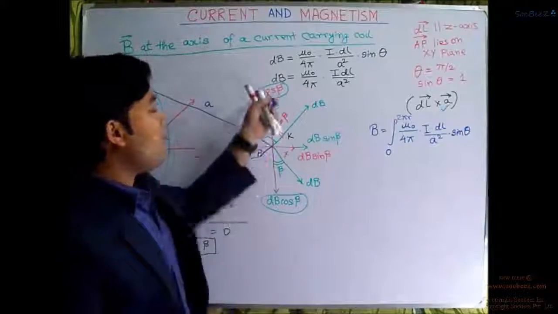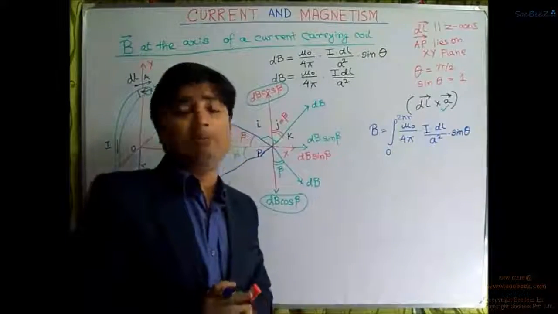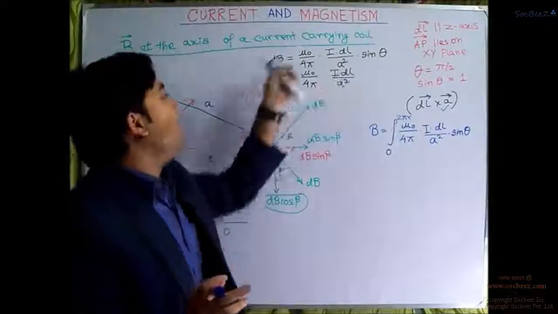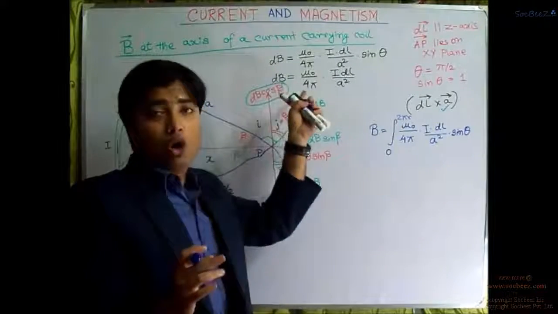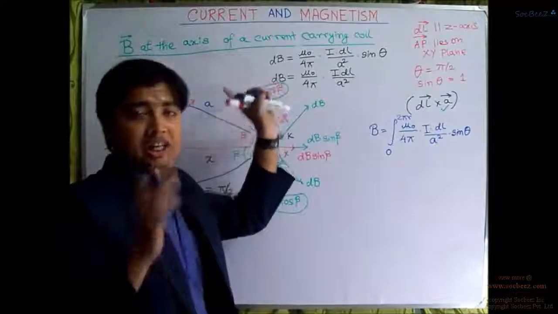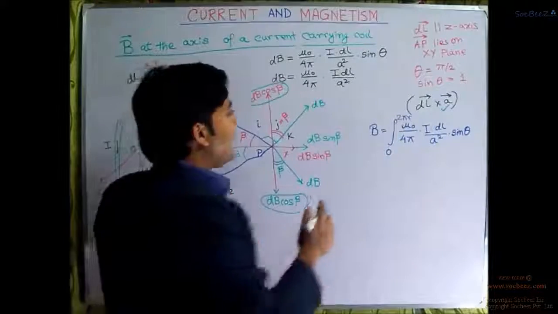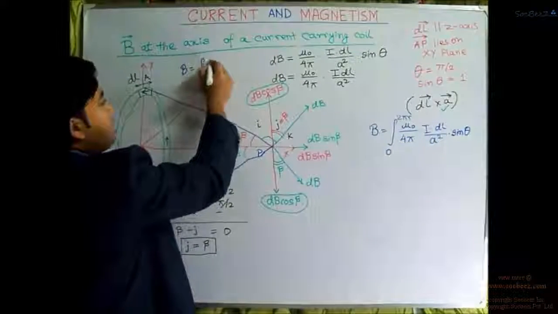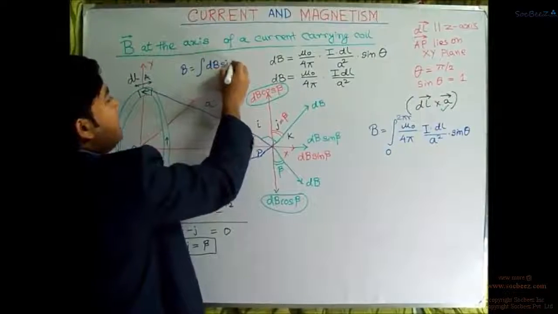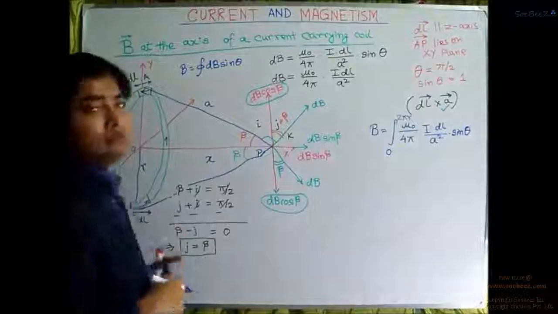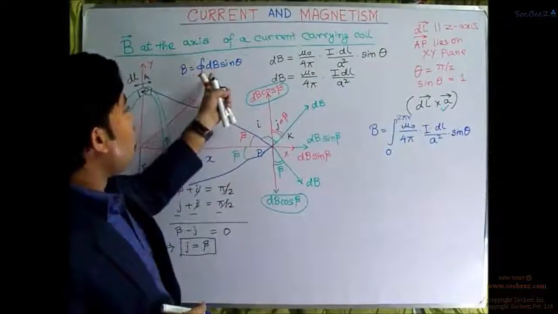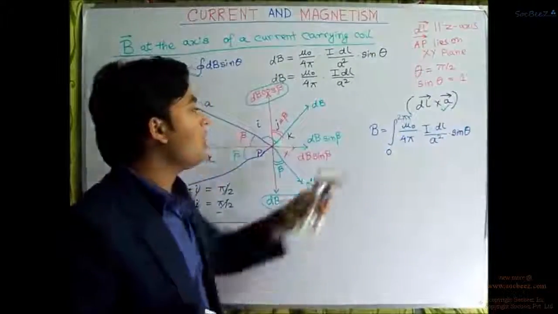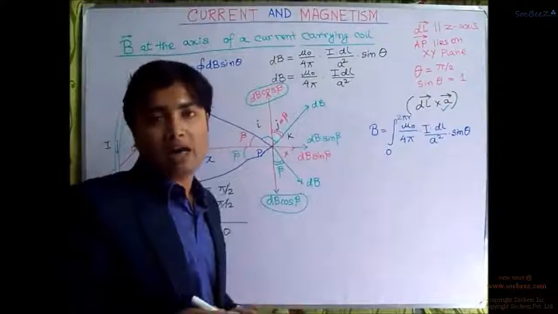Because we know that whatever we are going to find now will simply be dB sine theta, because this dB can be resolved into two components, dB cos theta and dB sine theta. So now we have seen that B equals the integration of dB sine theta. dB was this term we have put over here, and sine theta is this term, and this will be the integration from 0 to 2 pi r.